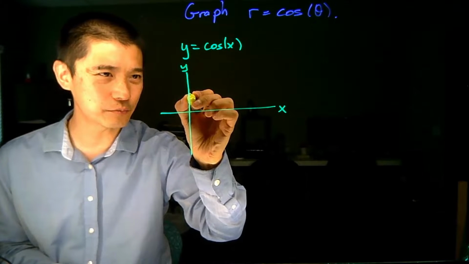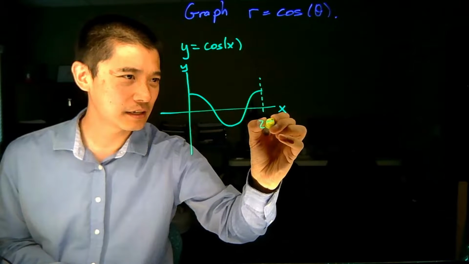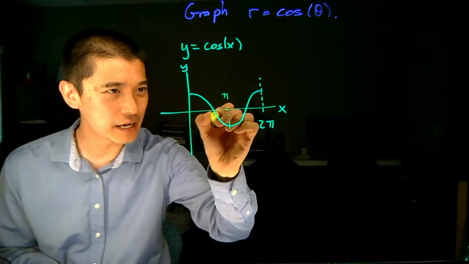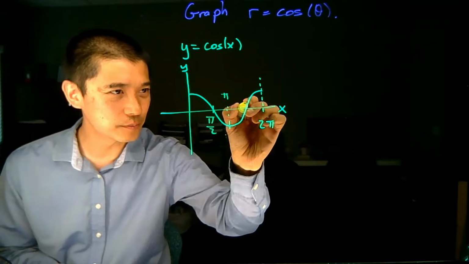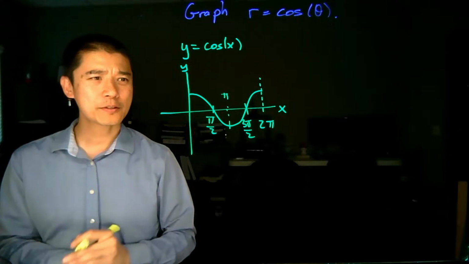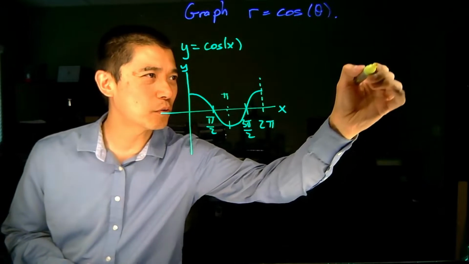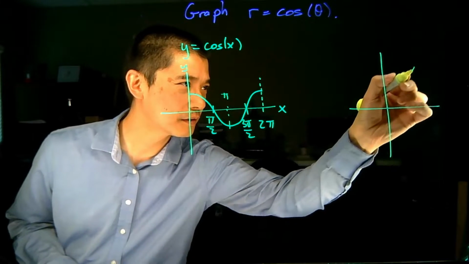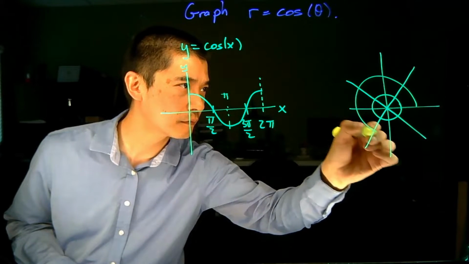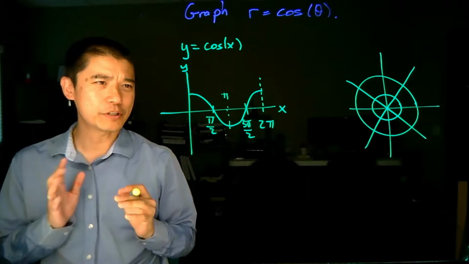Cosine starts at 1, dips down below, comes back up again. And we know that that repeats at 2 pi. We know that in the middle is pi, and then those points happen at pi over 2 and 3 pi over 2. All right, so this is the shape of the graph. Our goal is to convert this thing into something in polar coordinates, like this.